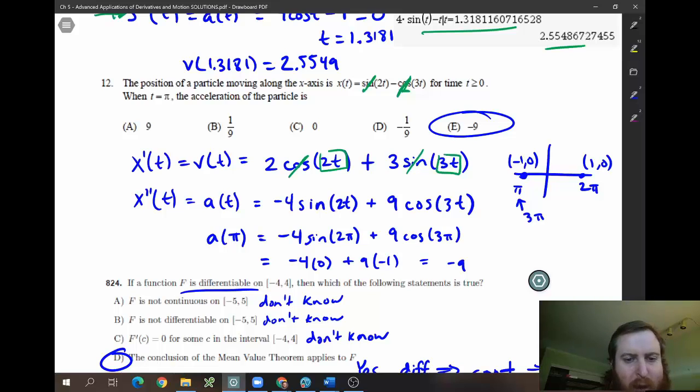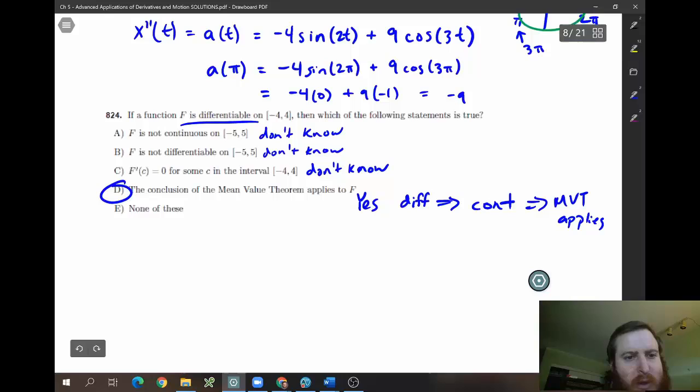Now I plugged in pi, and since it's 2t, that's going to be 2 pi. So make sure we know our unit circle. And then here was 3t, that's going to be 3 pi. Now 3 pi is the same position as pi. So sine of 2 pi is 0, cosine of 3 pi is negative 1, 9 times negative 1 is negative 9.